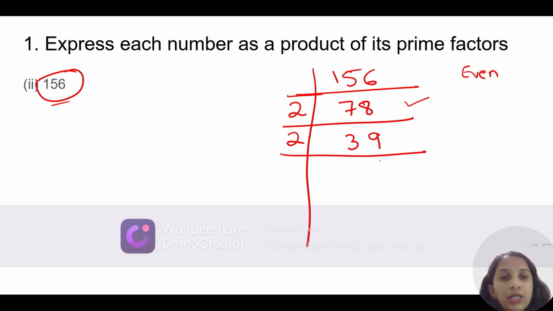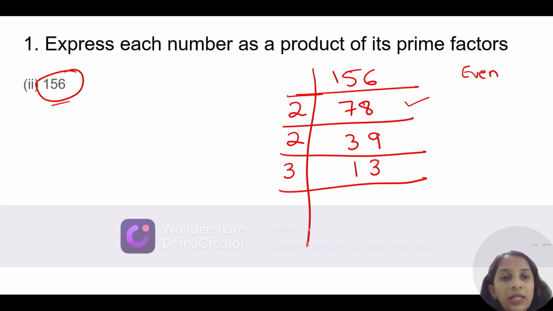Okay. Next, can I divide this 39 by 2? No, not possible because 39 is an odd number. Then I should check for 3. Is 39 divisible by 3? Yes, 39 is divisible by 3. 3 ones are 3, 3 threes are 9.